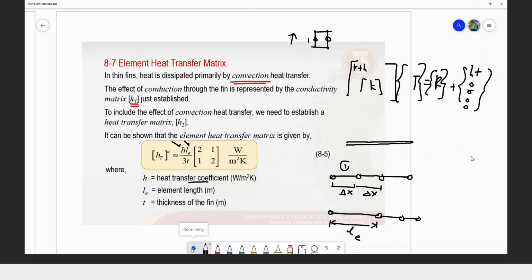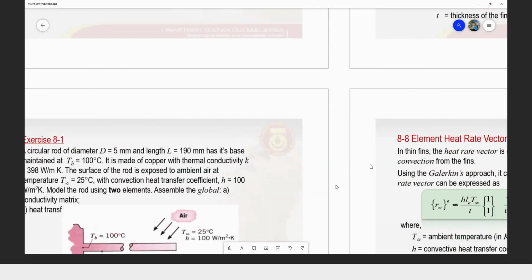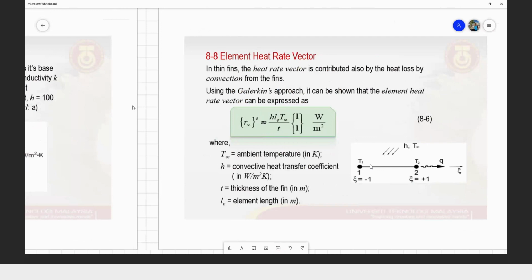Ada soalan setakat ni? So kita accept saja untuk setakat ni all the theories. So we skip exercise.